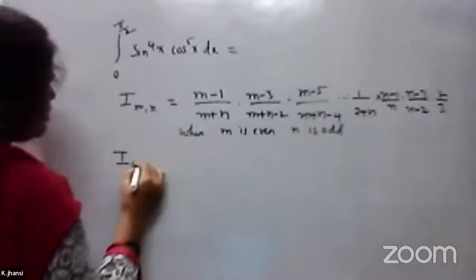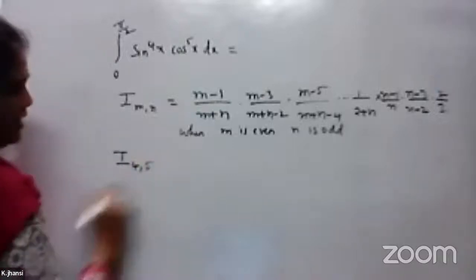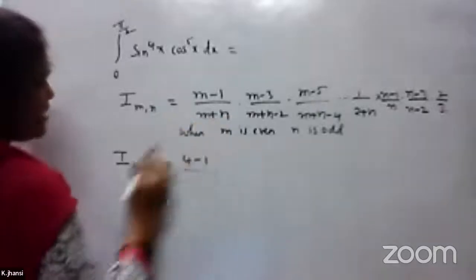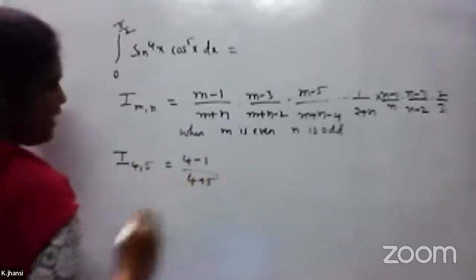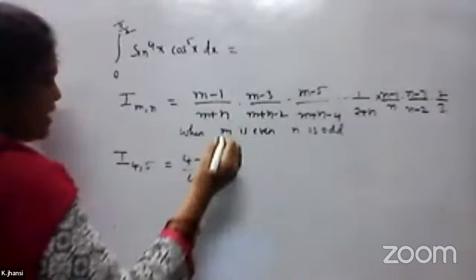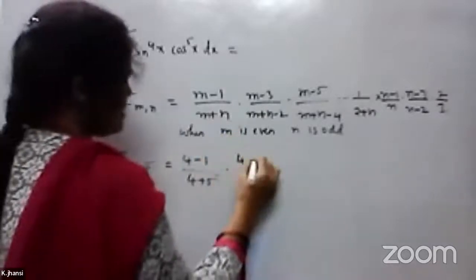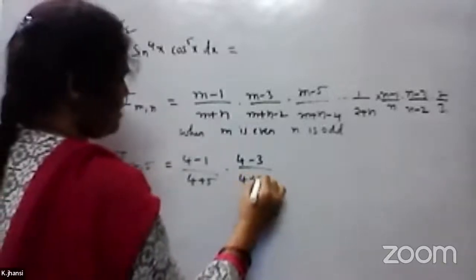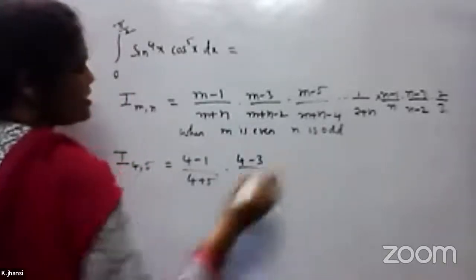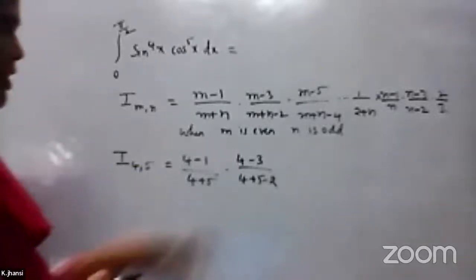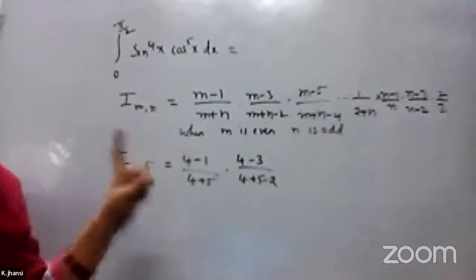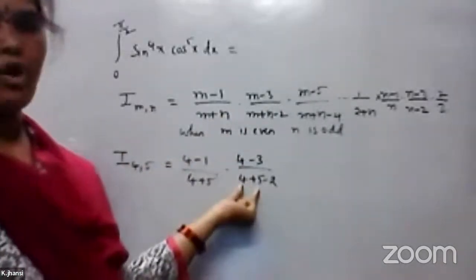So what is our M value here? M is even, so 4, and the odd value is 5. So 4 minus 1 by M plus N, so 4 plus 5, 9, into M minus 3, that is 4 minus 3 by M plus N, 4 plus 5 minus 2. Next, if you see M minus 5, here M minus 5 means 4 minus 5, you will get the negative one. So up till here only you stop the formula.